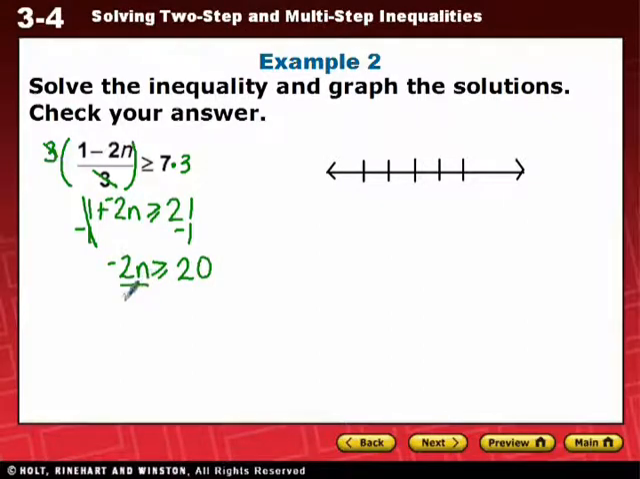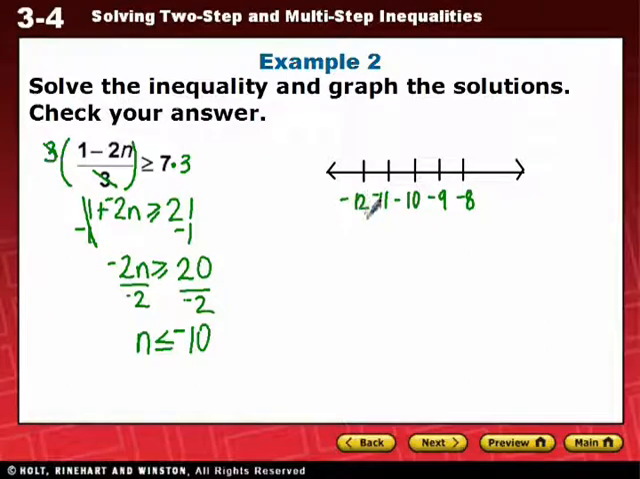And now we're going to have to divide both sides by negative 2. So flip that symbol around, face it the other way. So we're dividing by a negative, and 20 divided by negative 2 is negative 10. So n is less than or equal to negative 10. Make sure you number your number line accurately. And that's a solid dot on negative 10, making it less than, so arrow to the left.